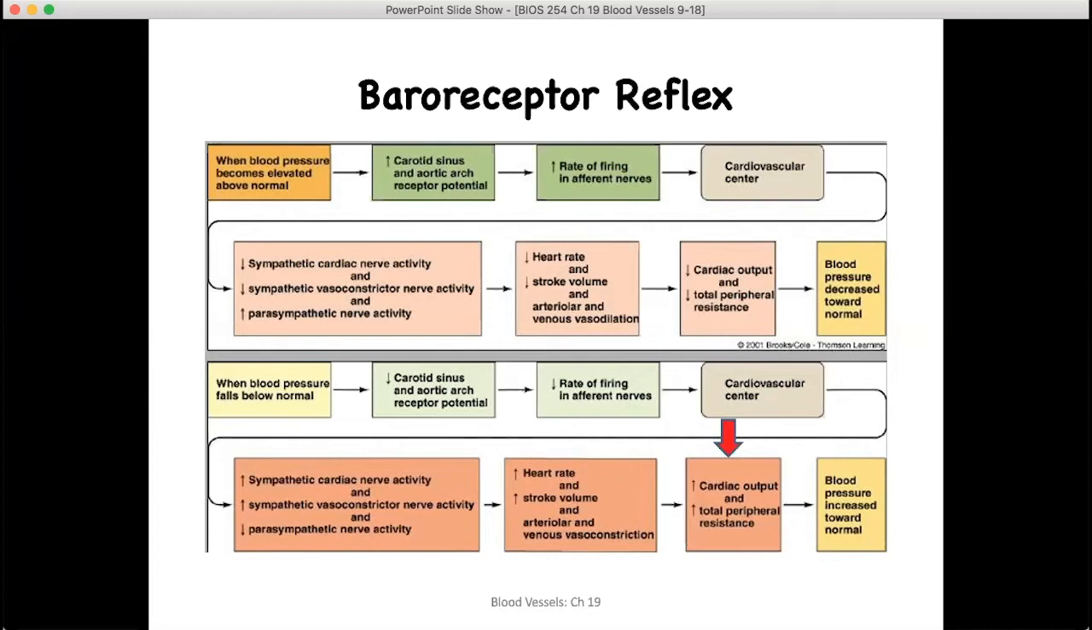When heart rate and stroke volume go up, cardiac output increases. When you have vasoconstriction, total peripheral resistance increases. And this is going to lead to an increase in blood pressure, returning it back to normal. So what is the relationship between cardiac output and blood pressure? Remember, cardiac output is the amount of blood that is being pumped out by each ventricle per minute. More blood in your vessels means blood pressure will go up. Be sure that you understand how this reflex works.